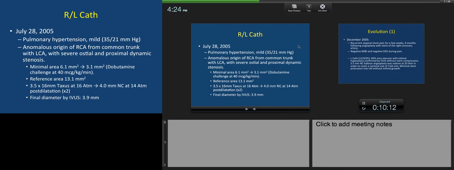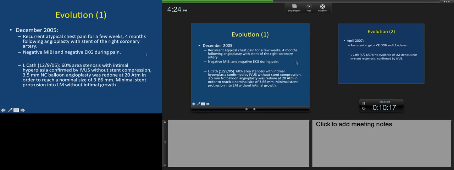After the intervention, the patient returned to the clinic in December, 4 months after the angioplasty, with recurrent atypical chest pain for a few weeks. She underwent a nuclear stress test and EKG during pain, which were both normal. To see if it was real.